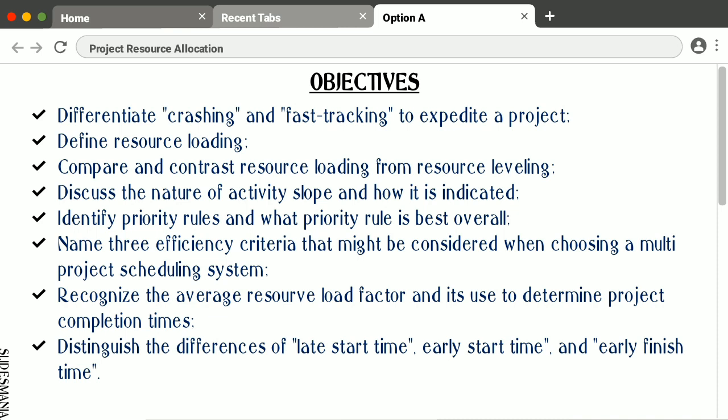Name 3 efficiency criteria that might be considered when choosing a multi-project scheduling system. Recognize the average resources load factor and its use to determine project completion times. And lastly, distinguish the differences of late start time, early start time, and early finish time.